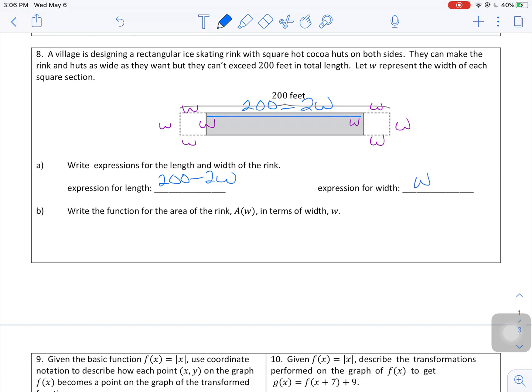On part B, write the function for the area of the rink, A of W, in terms of the width W. So an area of a rectangle is just length times width, or base times height. So W times 200 minus 2W.